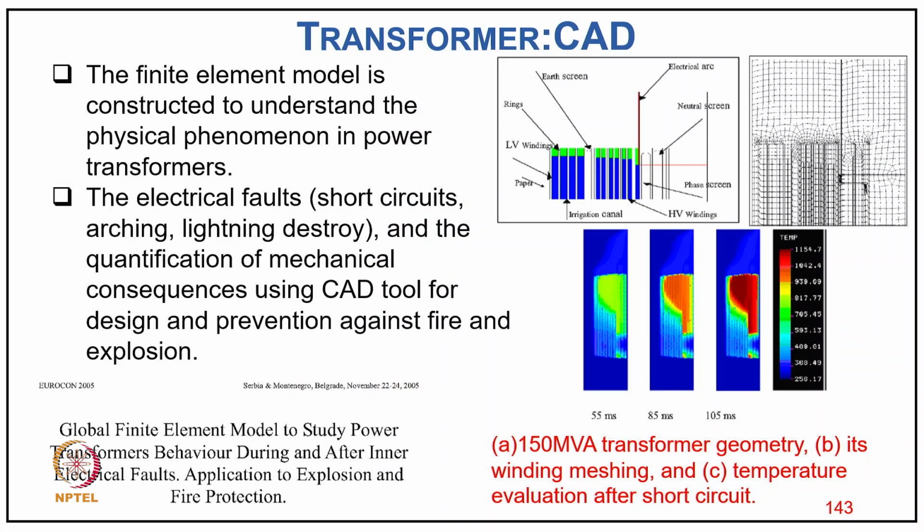So the finite element model is constructed to understand the physical phenomena in a power transformer during electrical faults such as short circuit, arcing and lightning, and the quantity of mechanical consequences, using a computer design tool for the design and prevention of fire and explosion. It uses a global finite element model to study power transformer behavior during internal electrical faults and explosion. Here a typical example is of a 150 MVA transformer, showing geometry, winding matching and temperature evaluation after the short circuit.